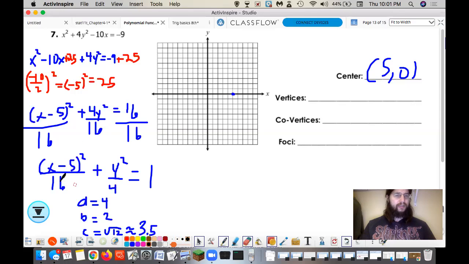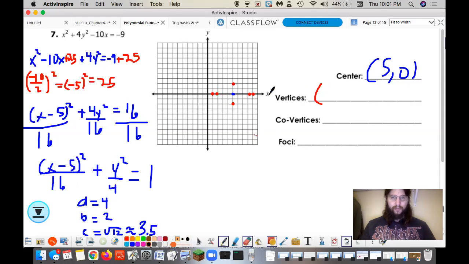Major axis is x. So I'm going to go 4 units to the right. Go 4 units to the left. Go 3.5 units to the left. 3.5 units to the right. I'm going to go up 2 units. I'm going to go down 2 units. I'm going to write all this down.